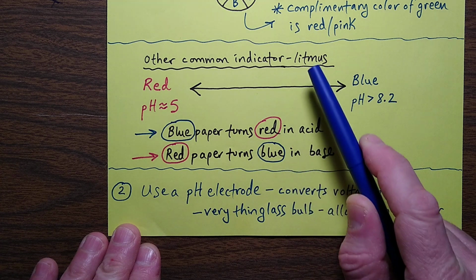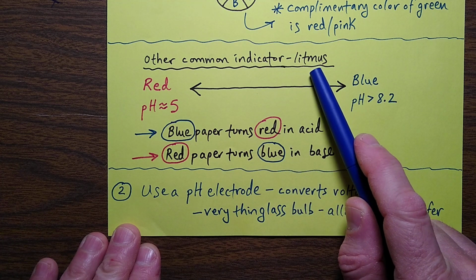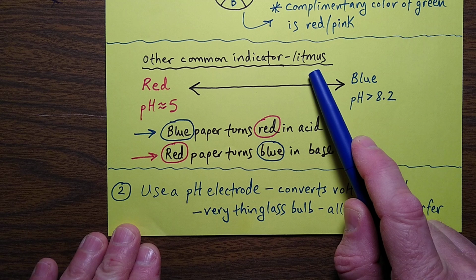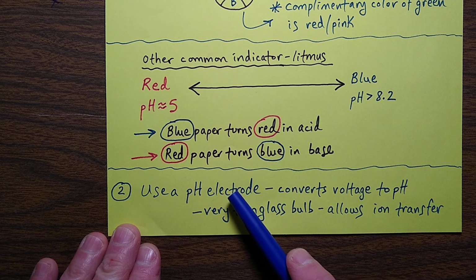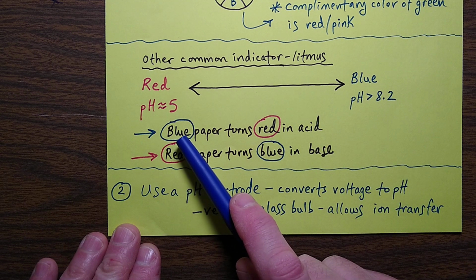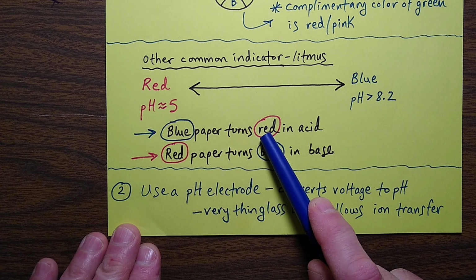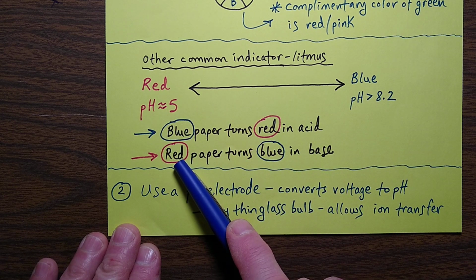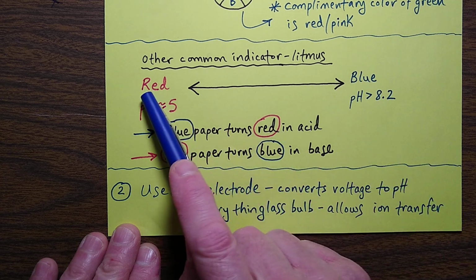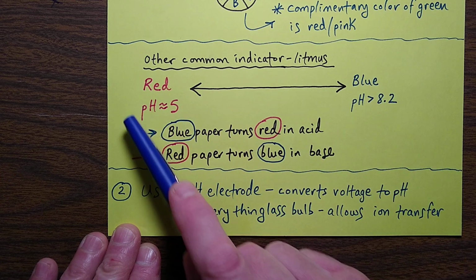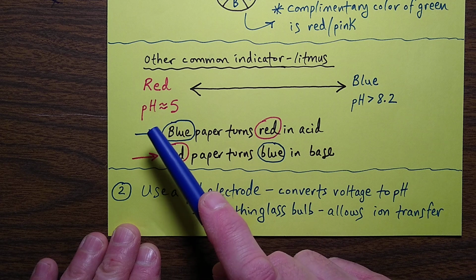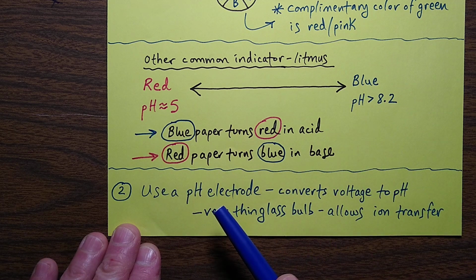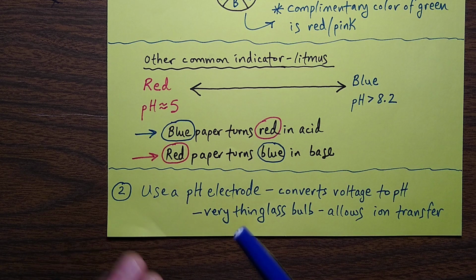So what they do is they coat paper with this dye. And if it's in the blue form and it turns red, that means that you have an acidic solution. The reddish paper will turn blue when it's in base. So it's either going from left to right or right to left to indicate that you're either an acid or a base. But again, that's only a rough estimate, qualitative way of explaining or detecting what the pH is.